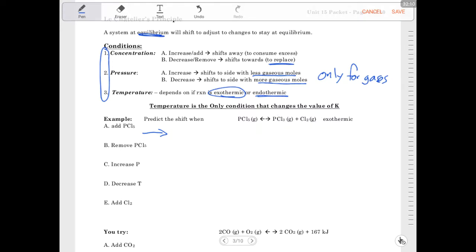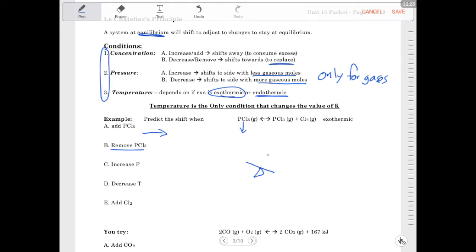Now, obviously, if we add it and it shifts right, what if we remove PCl5? That means this is going to go down. So think about it like your teeter-totter again. We're removing something on the left. That means the right side is going to get heavier. And now our seesaw looks like this.